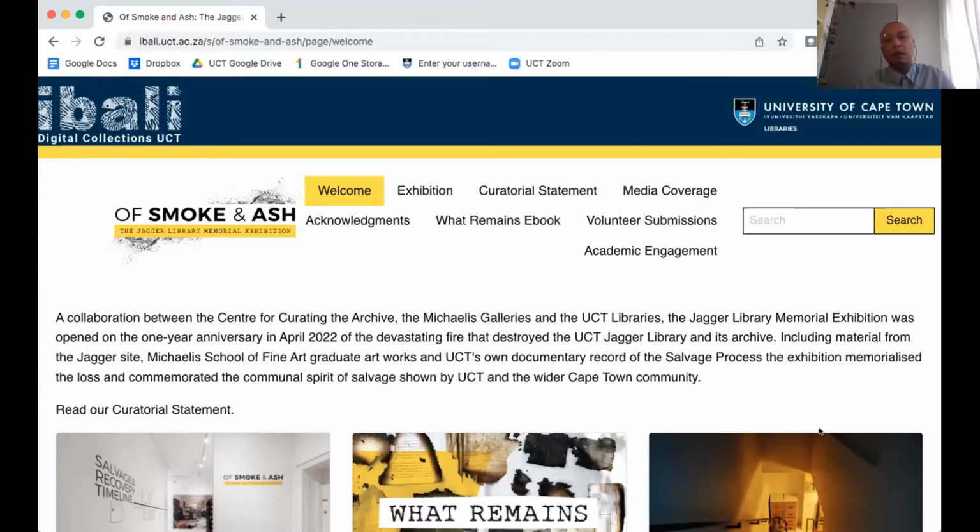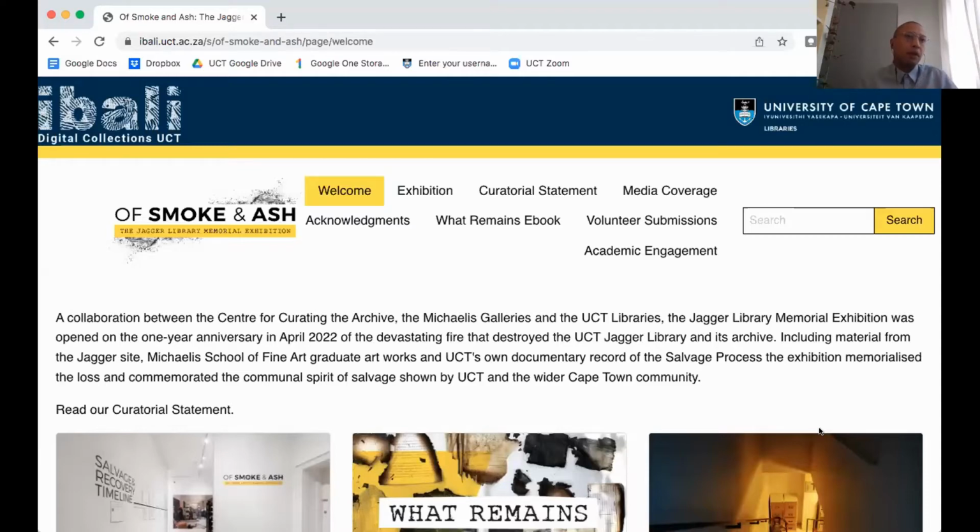It was in the aftermath of the devastation of the library and the loss of these archives that UCT Libraries implemented a salvage and recovery operation, where they opened up a program for volunteers and members of the public to assist them with the removal of the materials that were on the site of the Jagger Library, as well as in the basement stores. This was called the salvage operation.